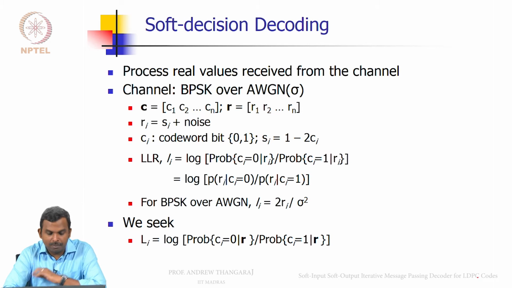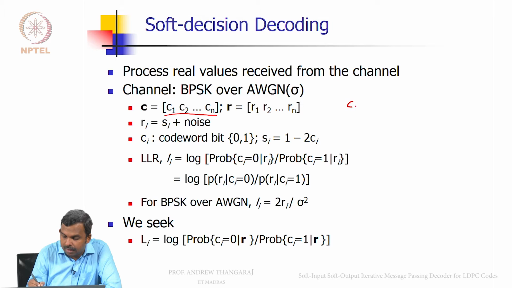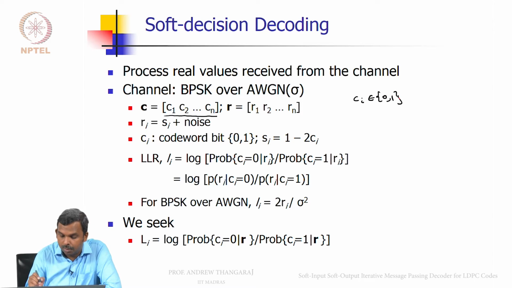Okay, so the setting is sort of similar to what we have been doing all along. You have BPSK over AWGN, the noise standard deviation is sigma. The code word is C1 to Cn. Okay, so you have the code word here which is C1 to Cn. So each Ci is a bit, okay, 0 or a 1.